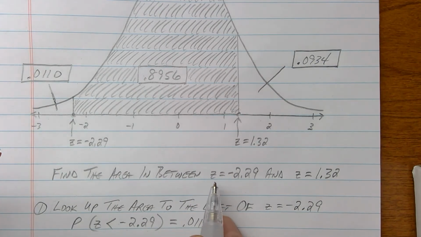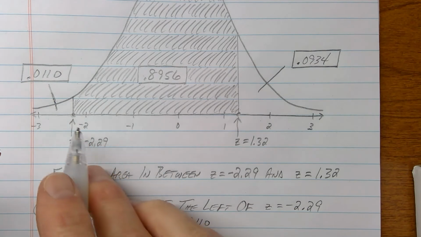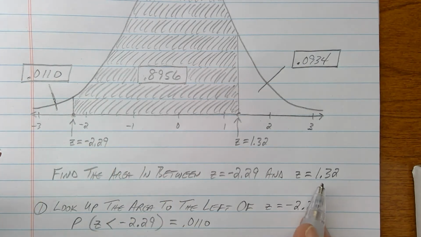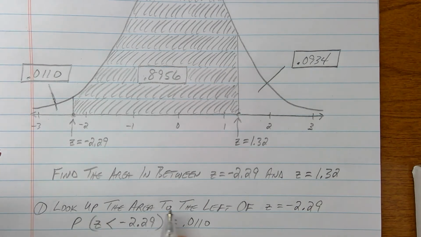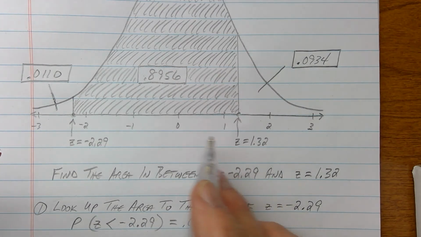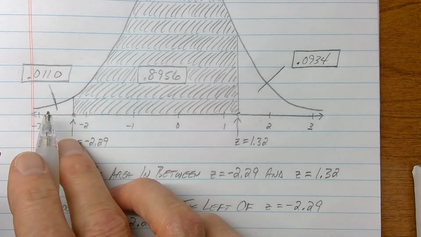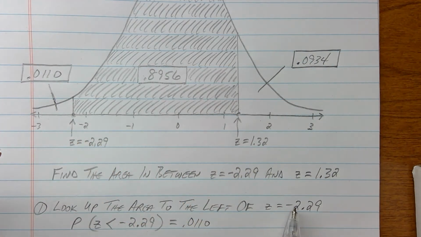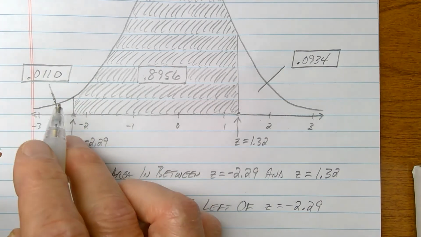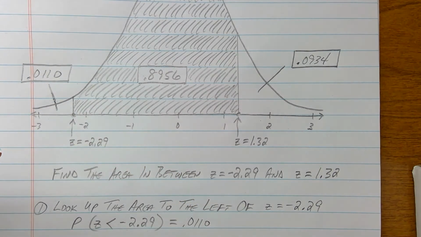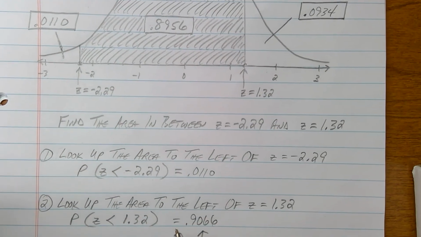Find the area between z equals negative 2.29, this dot, and z equals 1.32, this dot. So first of all, I look up the area to the left of the left dot. I start with the left dot because I want to look up how many people live here. I look up this one, and that's in the table. The probability that somebody is less than negative 2.29 is only 0.0110. So not very many people live here, but that's easy to find. That's in the table.